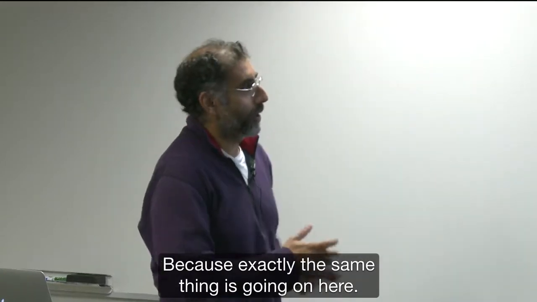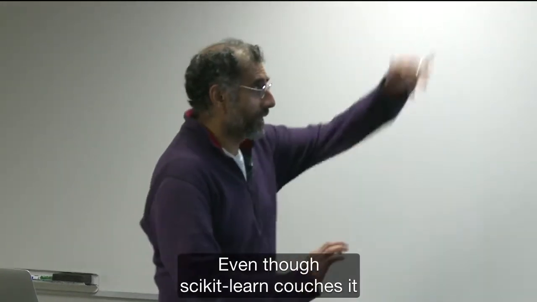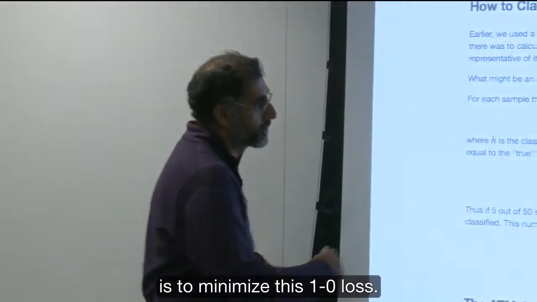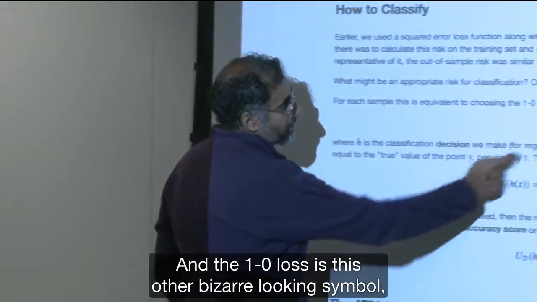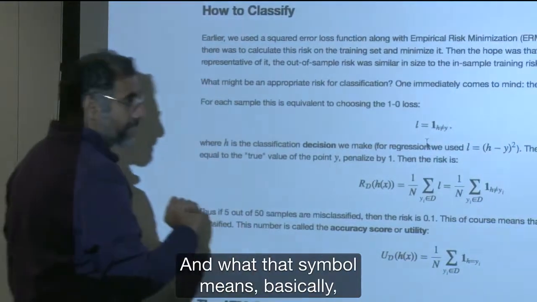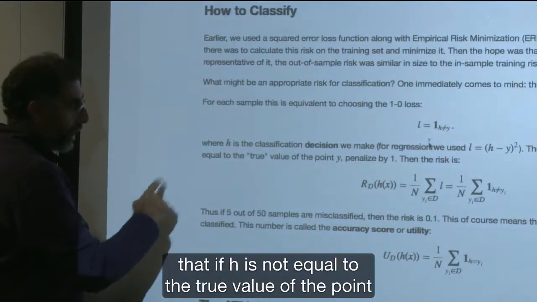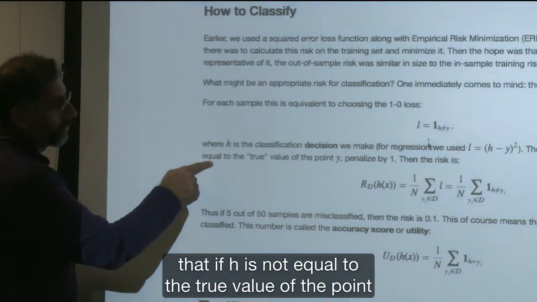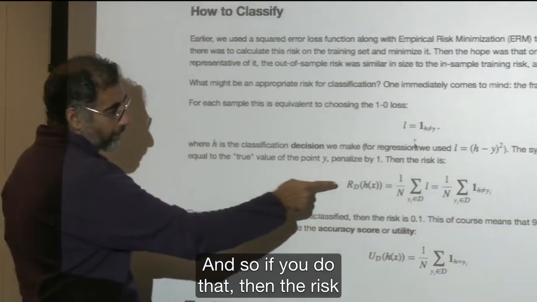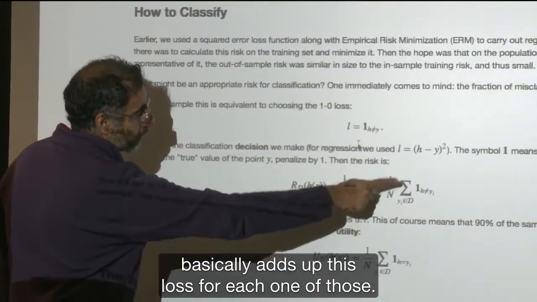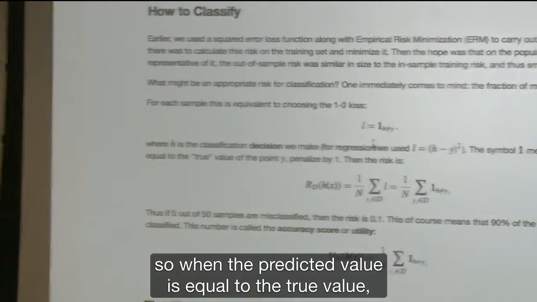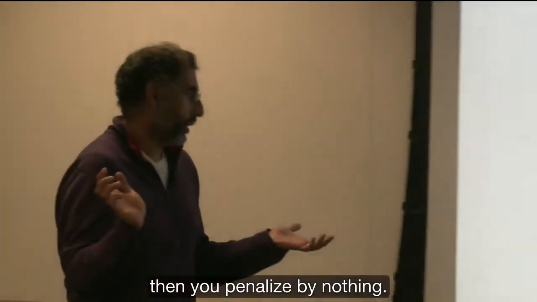Exactly the same thing is going on here. Even though scikit-learn couches it in terms of accuracy, what it's actually trying to do is to minimize this 1-0 loss. And the 1-0 loss is this rather bizarre-looking symbol, 1 of h not equal to y. What that symbol means is that if h is not equal to the true value of the point y, you penalize by 1. And so the risk basically adds up this loss for each one of those. And when the predicted value is equal to the true value, then you penalize by nothing.